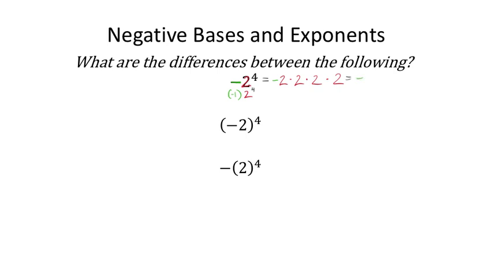So there's a negative. And then we can do the multiplication. Well, 2 times 2 is 4, times 2 is 8, times 2 is 16. Now we know this answer is negative 16.